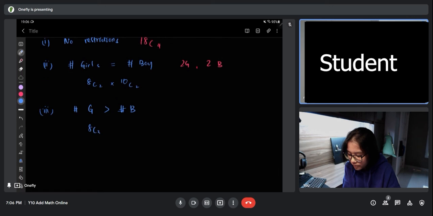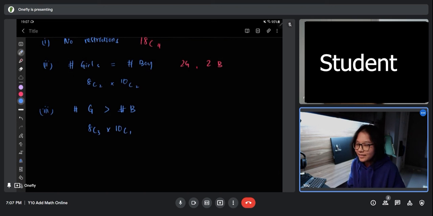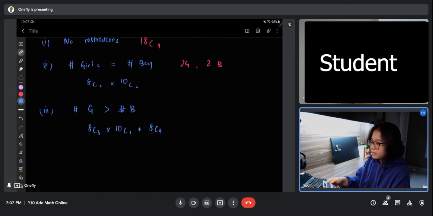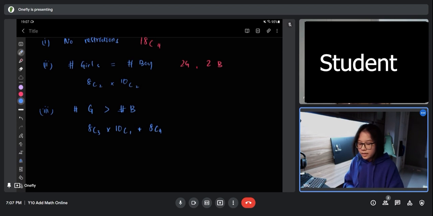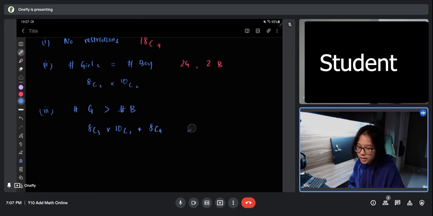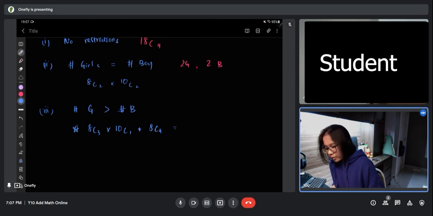8C3 times 10C1 plus 8C4. Okay, 8C4 is enough. Because if for me, then I will write 10C0, but then 10C0 is 1. So 8C4 times 1 is the same thing. If you don't want to write it also okay. That's it. I did not calculate for this, but this one is the most important one.